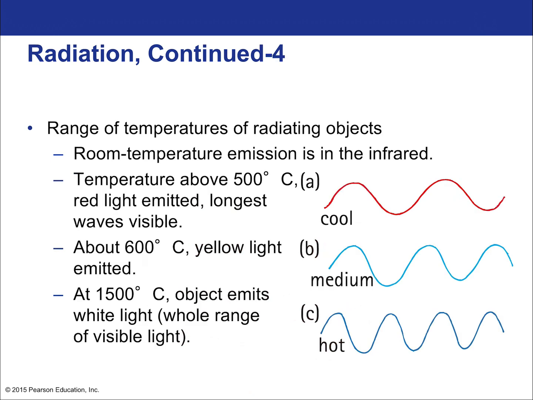All right? So the range of temperatures of radiating objects, well, room temperature emission is definitely in the infrared. That's like humans and walls and windows, there's so many things that are going to glow in the infrared. At temperatures above 500, red light is emitted along this visible wavelength. You can start to get yellow light emitted when you're above 600, and then finally you can get into the white light at about 1500.